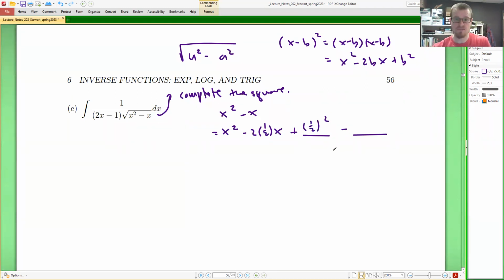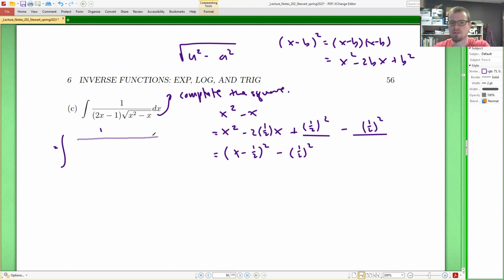And then I don't want to actually change the value of this expression. So after adding it, I will also subtract 1/2 squared. And this gives me x minus 1/2 squared minus 1/2 squared. So I can rewrite this as the integral of 1 over 2x minus 1 times the square root of x minus 1/2 squared minus 1/2 squared. So now I do have exactly that denominator of u squared minus a squared underneath the radical.